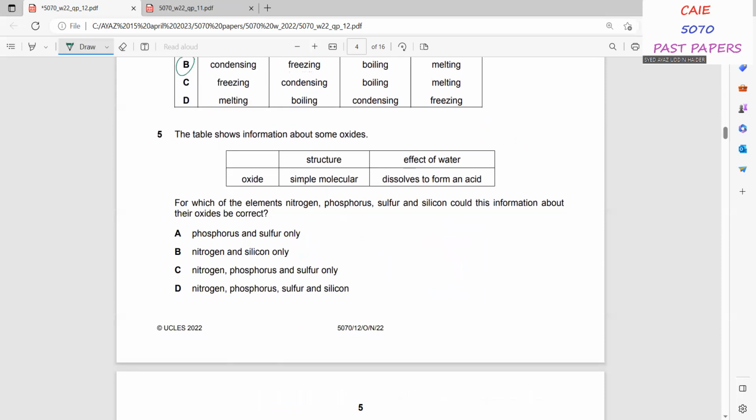Number 5. The table shows information about some oxides. Oxide, structure simple molecular, effect of water, dissolves to form an acid. When these oxides are dissolved in water, they produce acid. Definitely these oxides must be non-metal.